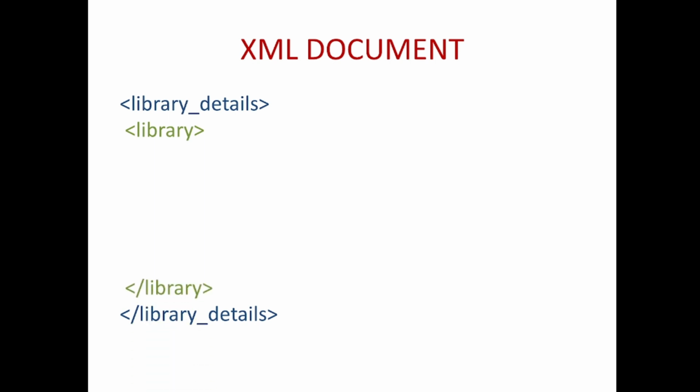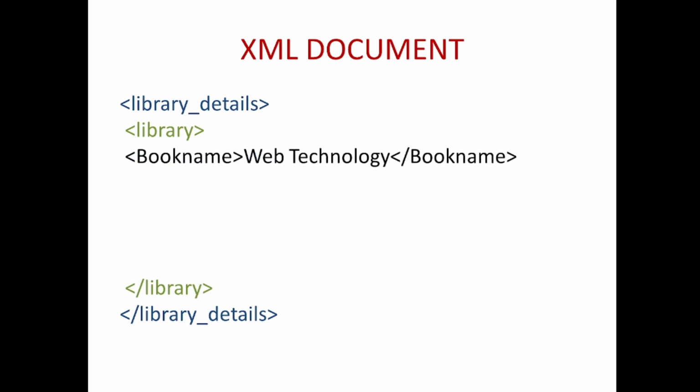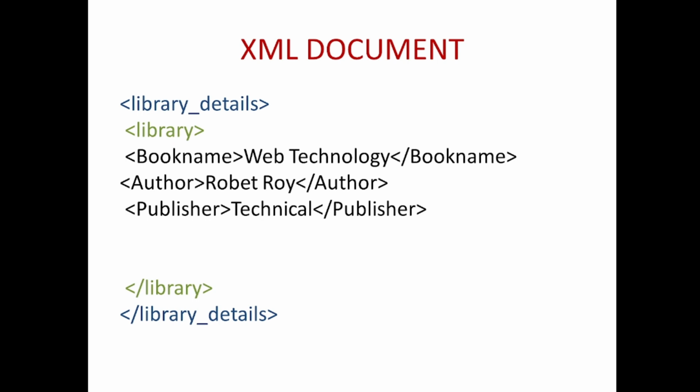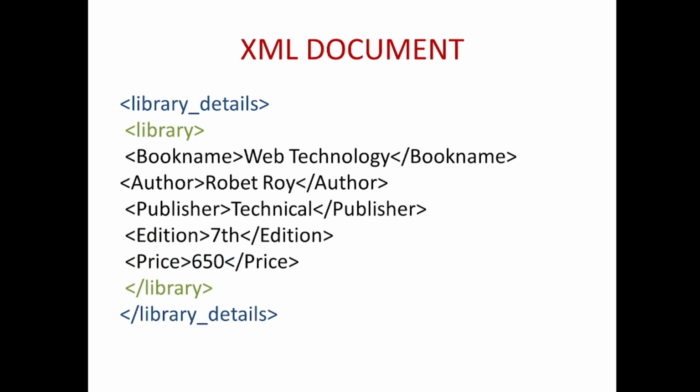And here I'm going to take different elements, which describe the name of the book, author, editor, and price, and all these details I'm taking. So here you can see book name I've taken, web technology, and author is Robert Roy, publisher is technical publication, edition is the 7th edition, and price for this book is 650 rupees.